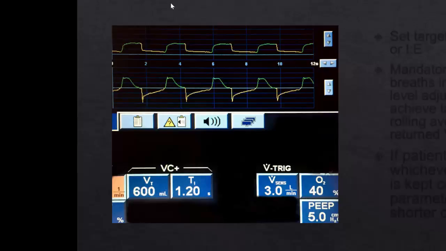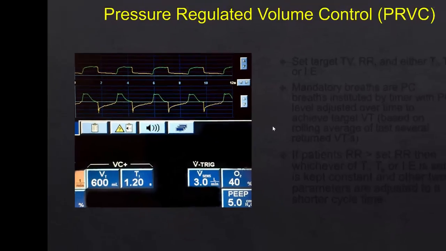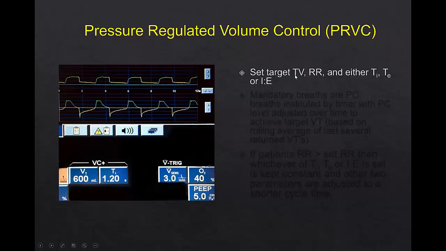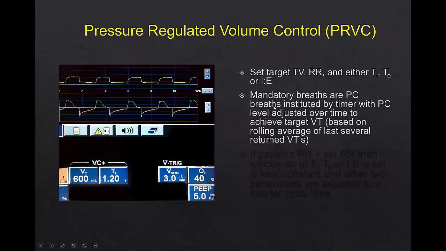So this is an interesting mode called pressure regulated volume control. We set a target tidal volume and a respiratory rate, and we pick an inspiratory time. But what we don't pick is a pressure. Mandatory breaths are pressure-controlled breaths which are instituted by a timer, and over time the ventilator adjusts the pressure control level to achieve the tidal volume. And the way it does is it keeps a rolling average of the last several return tidal volumes. So if the tidal volumes start to fall off for whatever reason, the machine will boost up the pressure to get the tidal volumes back to target, and vice versa.